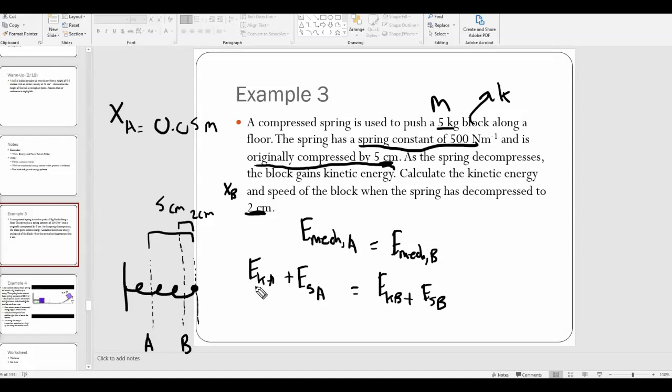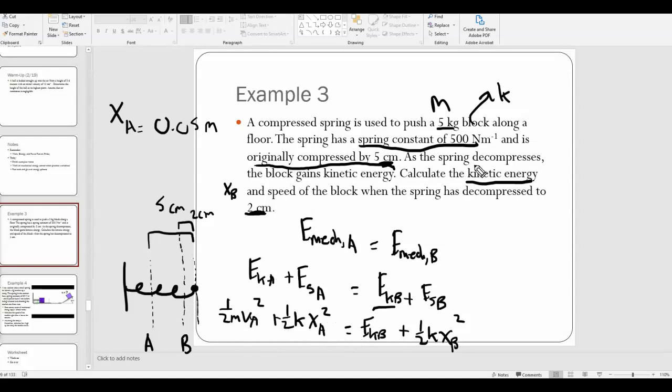So when I go to expand out this equation, I have 1/2 mVA squared plus 1/2 KXA squared is equal to, I'm actually going to leave this here right now because we're actually asked to find the kinetic energy at B. And so I'm just going to leave that as EKB for right now. And then ESB would be 1/2 KXB squared. Okay, so if I want to know what is the kinetic energy at point B, all I have to do is plug in some numbers and solve.